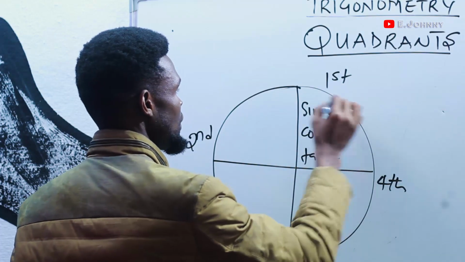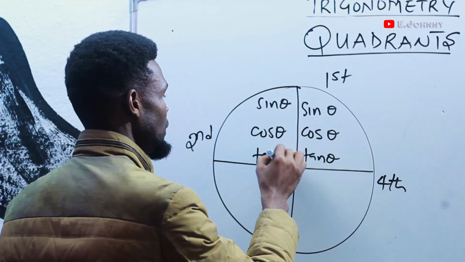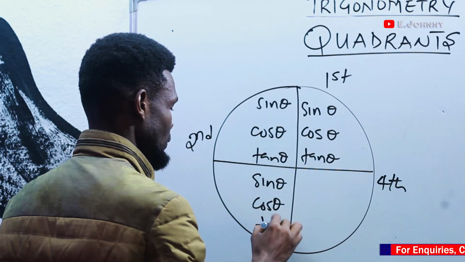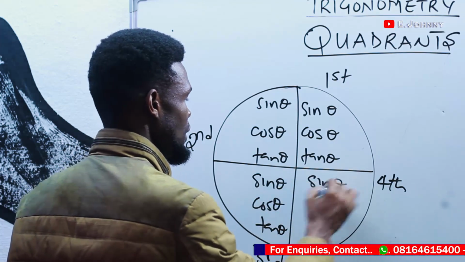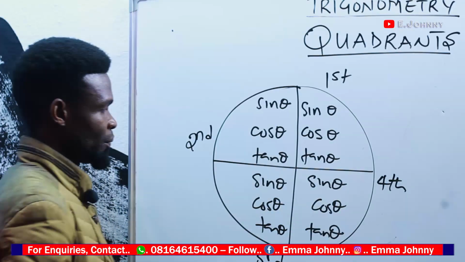In each of the quadrants, we have sine, cos, and tan. Sine theta, cos theta, tan theta. Here we have sine theta, cos theta, tan theta. Here the same thing. Here we have sine theta, cos theta, tan theta.